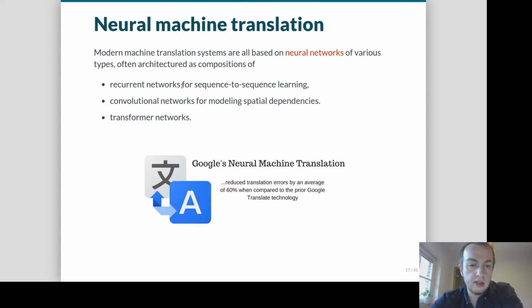But it is not the only one, not the only architecture when it comes to neural networks. You can also make use of convolutional neural networks if you need, for example, to model spatial dependencies. So adding convolutions to recurrent neural networks is something which is usually helpful when it comes to dealing with text and machine translation. And then the final kind of architecture, which is more recent, is the transformer architecture.